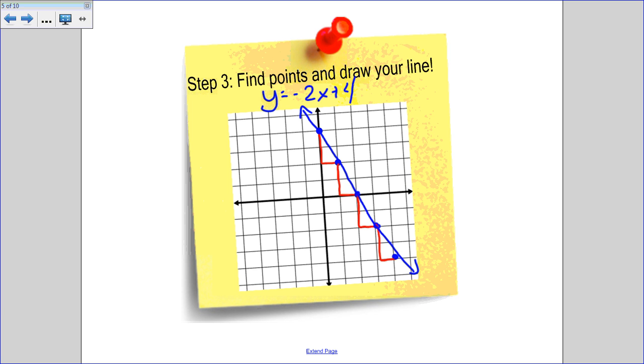All right, that's a refresher on graphing using point-slope form.